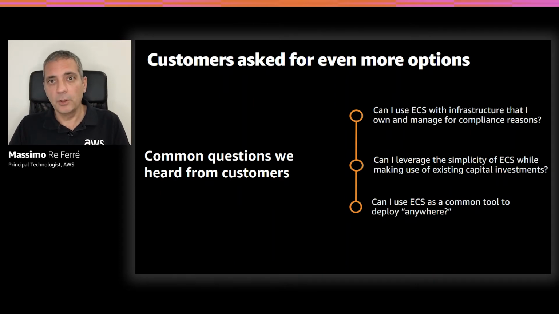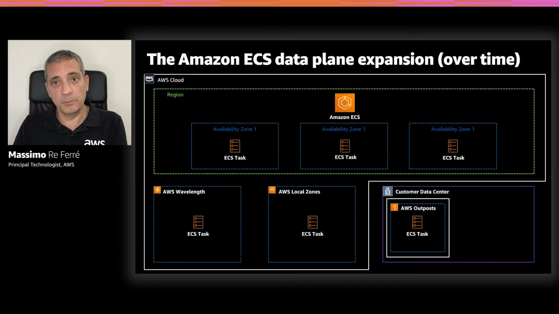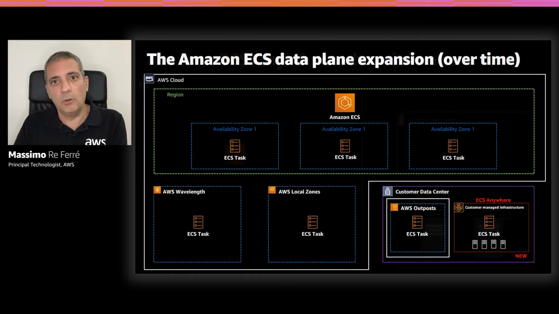So next year, we're going to enable Amazon ECS customers to deploy their ECS workloads on customer-managed infrastructure, in addition to all of the other options that we have seen in the previous slides and that you can see still on this slide. Now that we have talked briefly about the reason for which we're introducing this feature and why customers have been asking us to introduce this feature, let's talk very briefly about how it works before jumping into the demo.